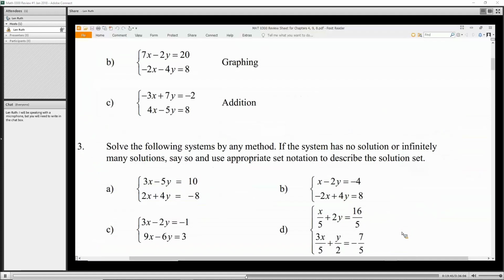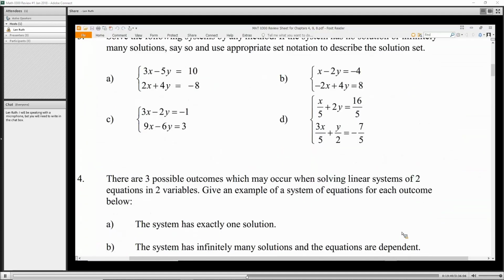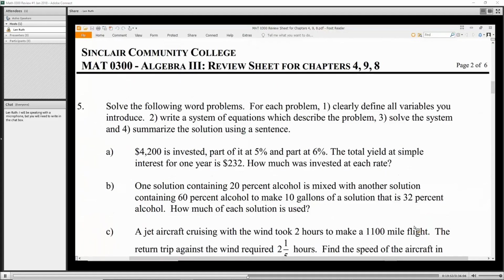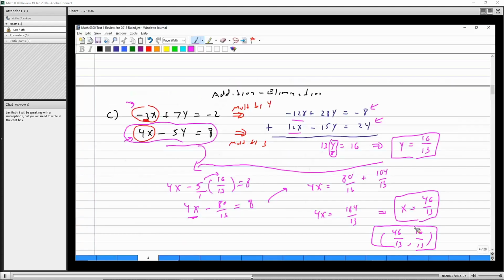All right, let's move to, I think I'm going to jump down to maybe number 5b. So these are some word problems, and 5b is a mixture problem. So you have one solution containing 20% alcohol mixed with another containing 60%. Your final product will be 10 gallons of 32% alcohol. And the question is, how much of each should be used?